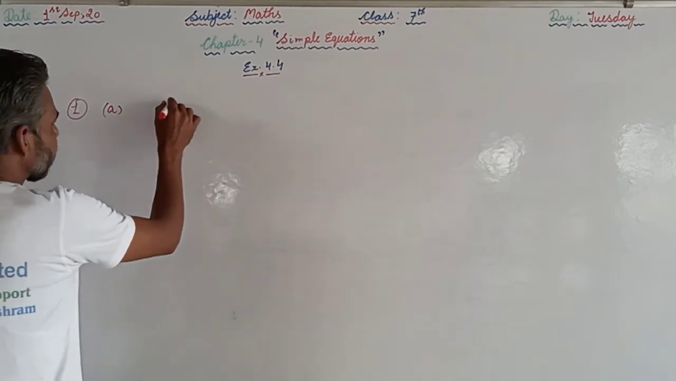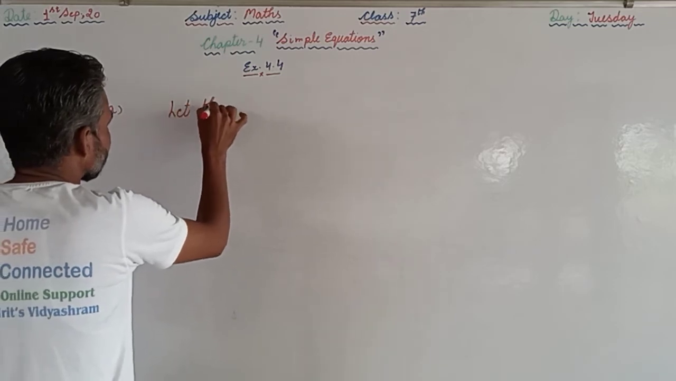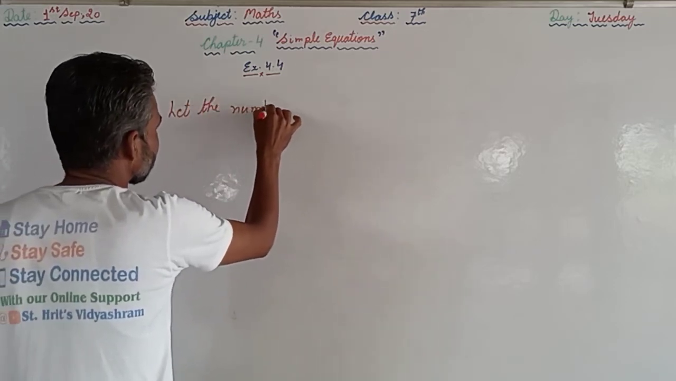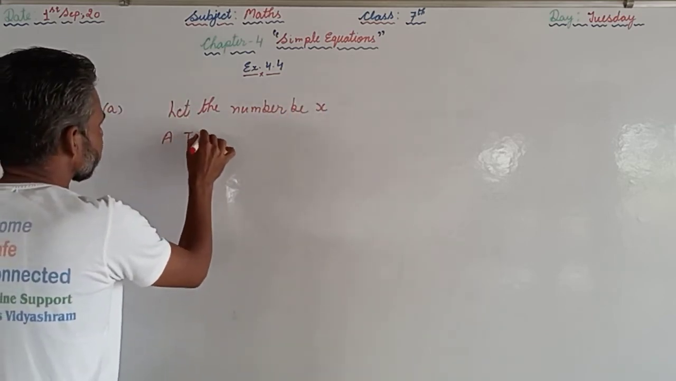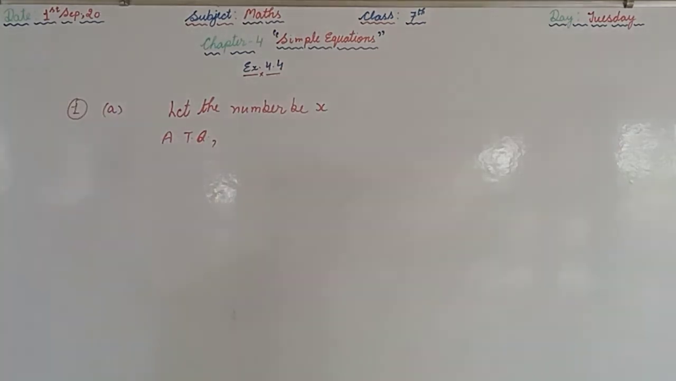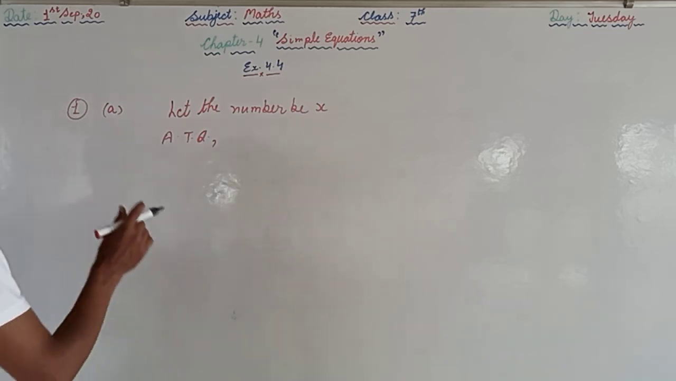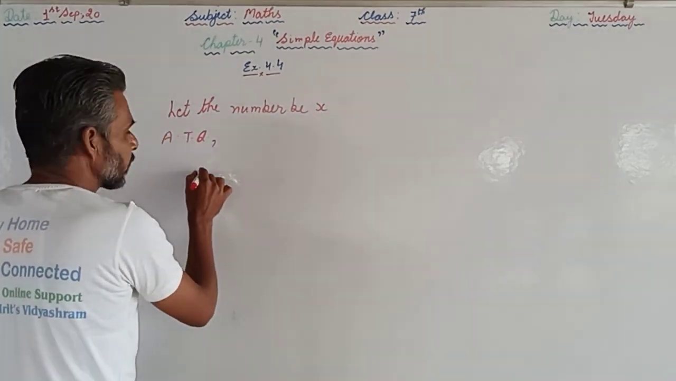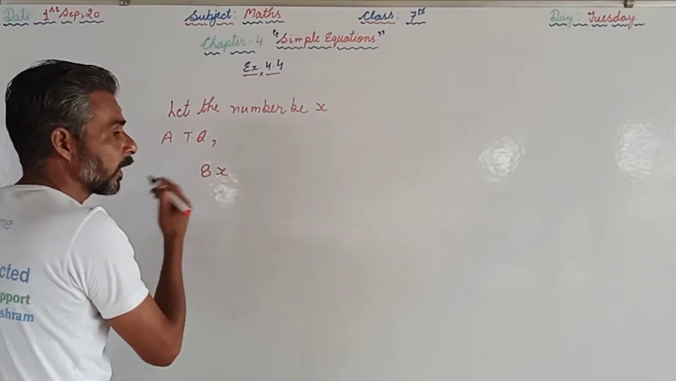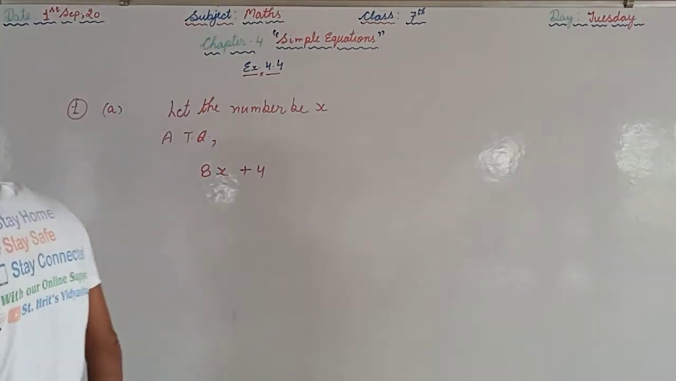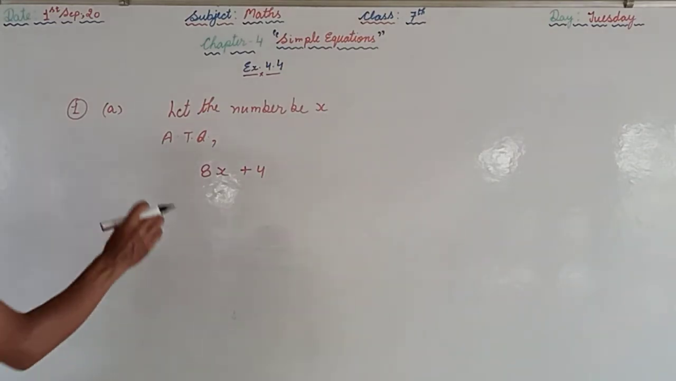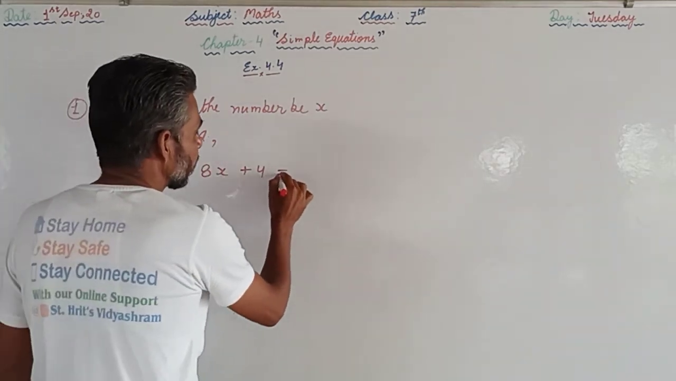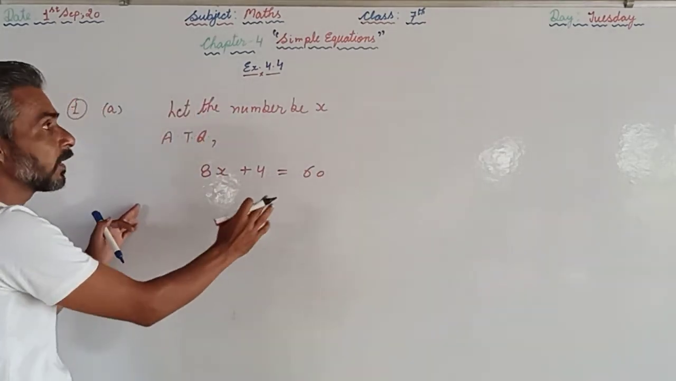Let the number be x. Now according to the question, what is the condition given? Add 4 to 8 times a number. 8 times a number means the number is x, 8 times means 8x, and we are supposed to add 4 to it. Again we will read: add 4 to 8 times a number, you get 60. We added 4 to 8 times a number, and what did we get? 60. Now this is the required simple equation.